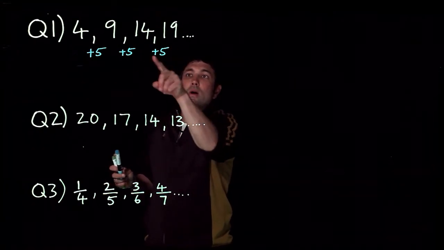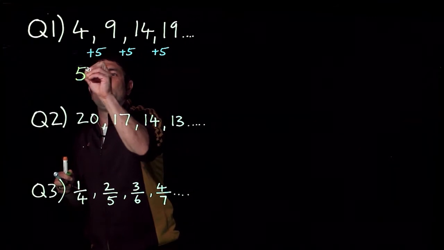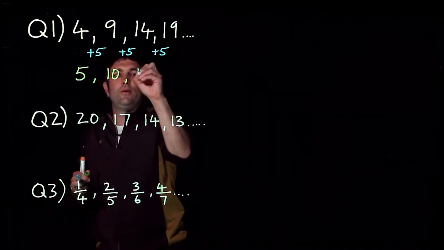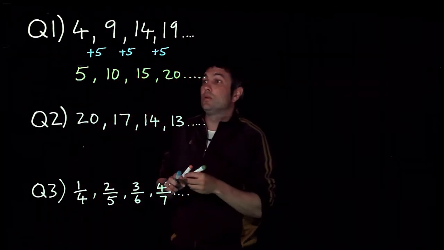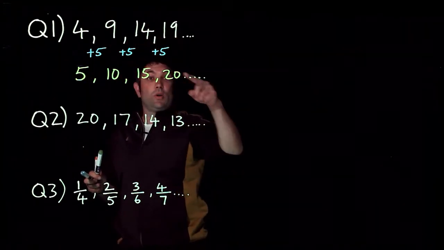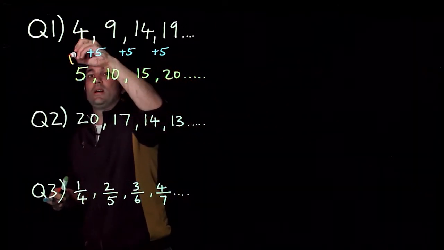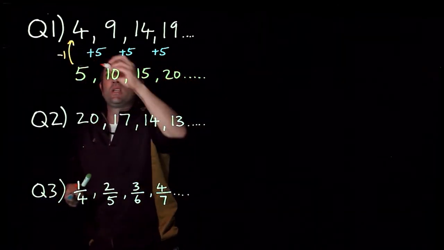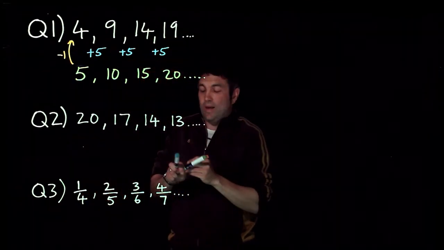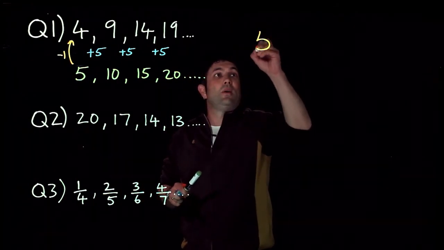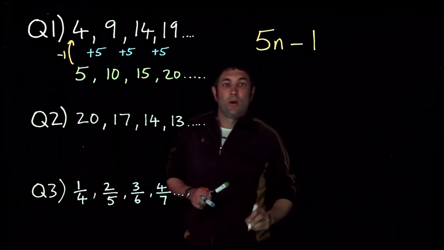What else do we know goes up in fives? That's going to be the 5 times table. So if I write the 5 times table here, 5, 10, 15, 20, can we compare our sequence to the 5 times table? The difference between them is going to be take away 1. So we're taking away 1 each time, which would then mean that our nth term is 5n, the 5 times table, take away 1.